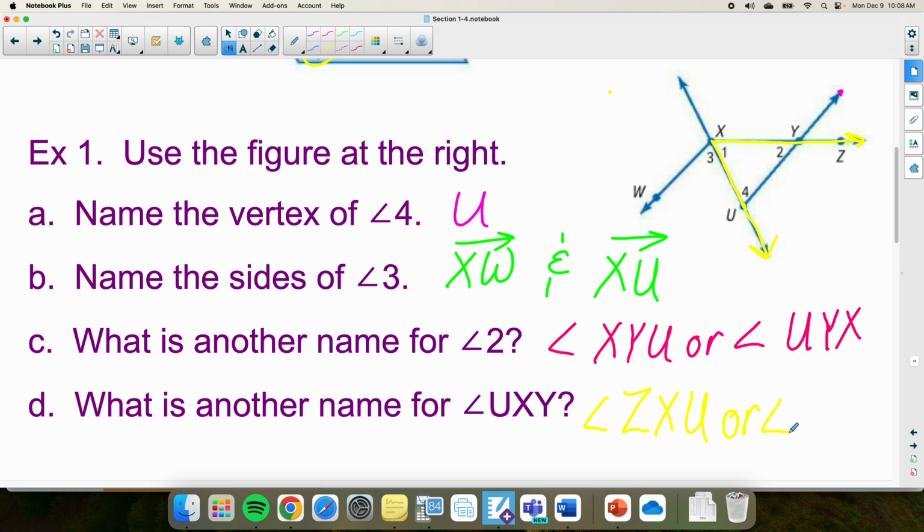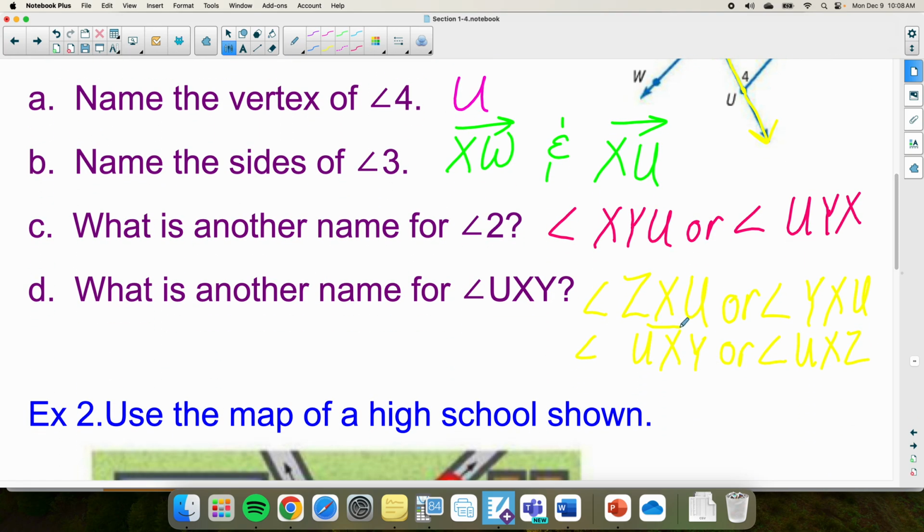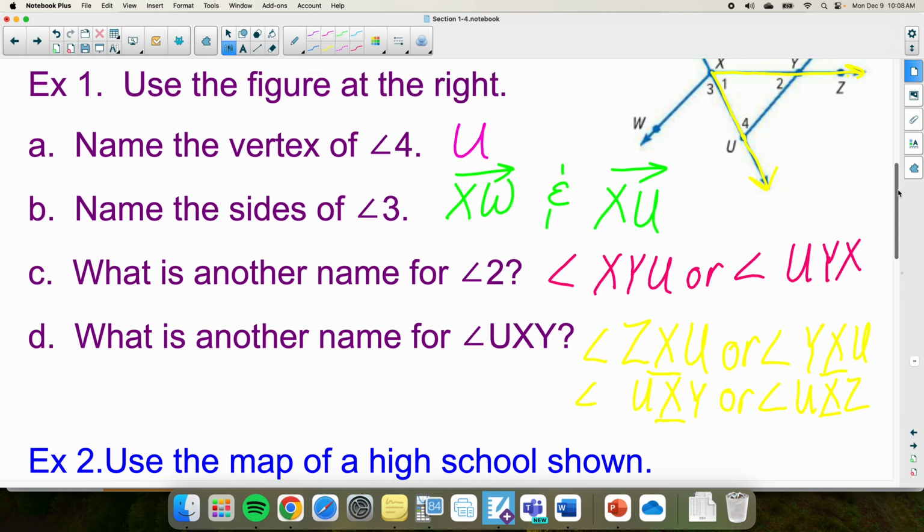Could I have gone Y, X, U also? I could. I could use either of these two. So I could do Y, X, U. Anyone see another way I could do that? U, X, Y. U, X, Z. Notice in all 4 of these what my vertex is, what that middle letter is.